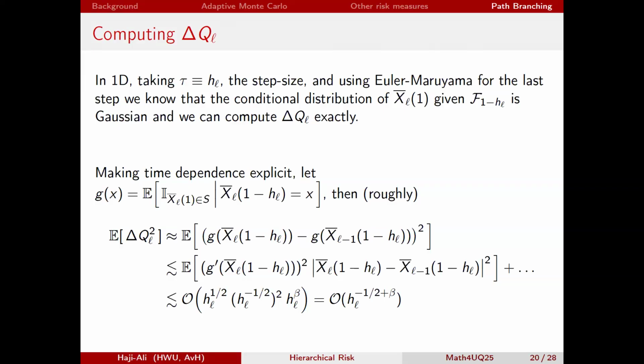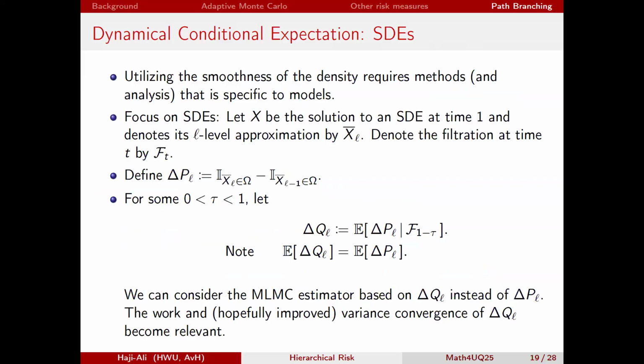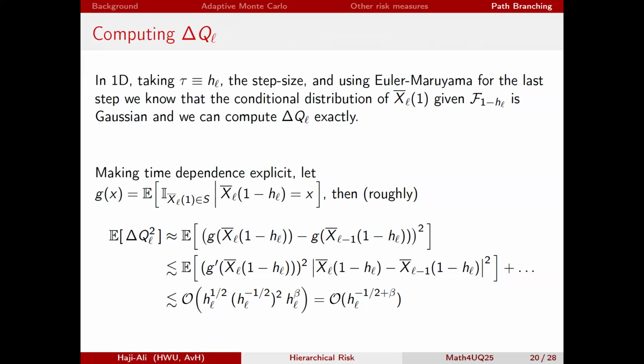So I take the path all the way to the end until HL, and then I do something. If I use Euler-Maruyama for that last step of the time stepping scheme, then the conditional distribution, I know exactly what it is. It's a Gaussian, right? Because in Euler-Maruyama, I'm adding just the Gaussian there. And if I condition on the previous step, I have a Gaussian. So we can compute this conditional expectation exactly, because I can involve the Gaussian CDF.